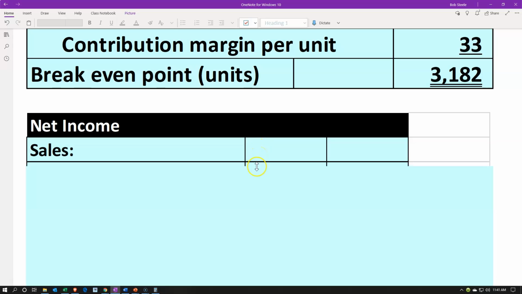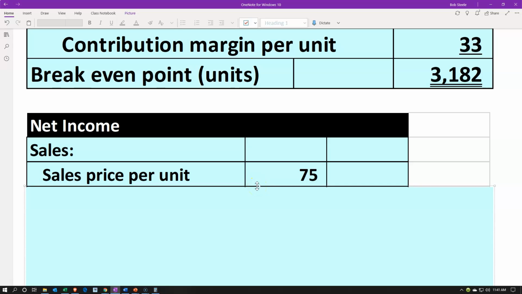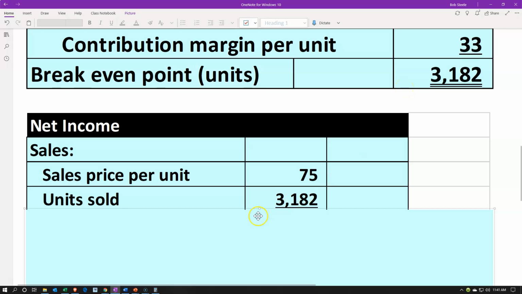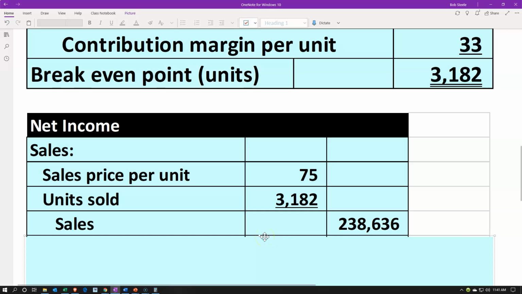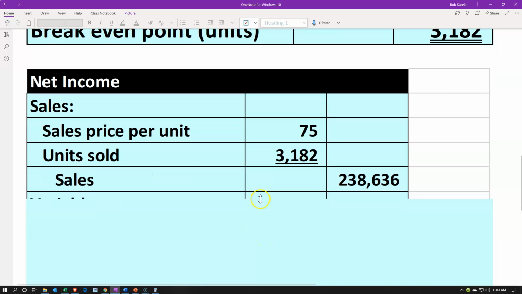So we'll have the sales then. The sales we're going to calculate as the sales price per unit. We're going to break out the calculation for sales. That was the $75 price per unit times the number of units that we're going to sell, which is going to be our break-even units. We're calculating here the 75 times the 3,182 gives us the sales, and that would be our break-even sales number, the 238,636.